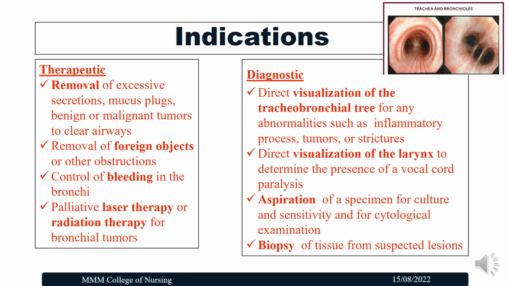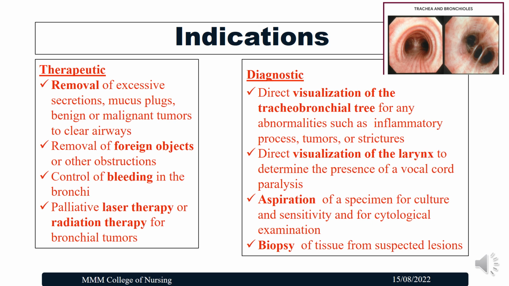Coming to the diagnostic indications of bronchoscopy, how we can diagnose certain problems in the respiratory tract. For that also bronchoscopy can be used. Direct visualization of the tracheobronchial tree for any abnormalities such as inflammatory process or any tumors or any strictures. So if we suspect any problems in the respiratory tract, to have more clarification on that, we can have a direct visualization of the respiratory tract using the bronchoscope. Direct visualization of the larynx to determine the presence of a vocal cord paralysis.